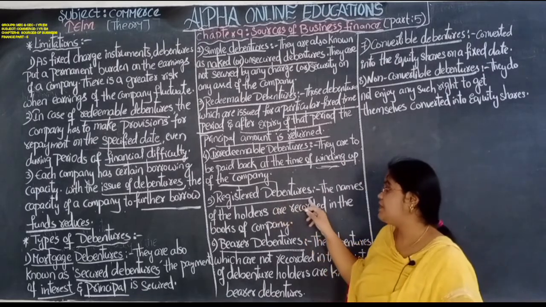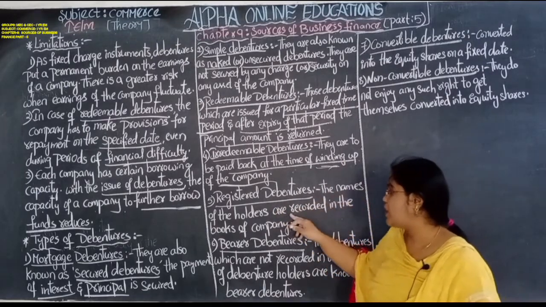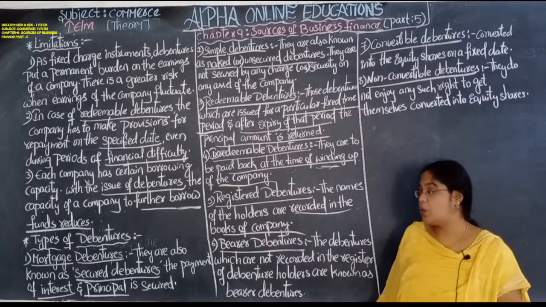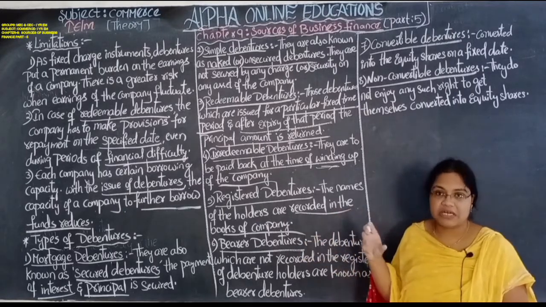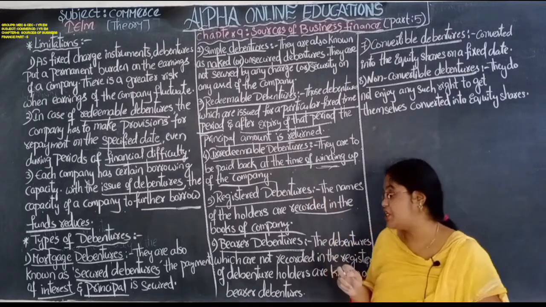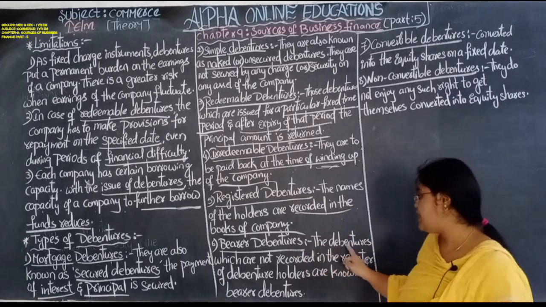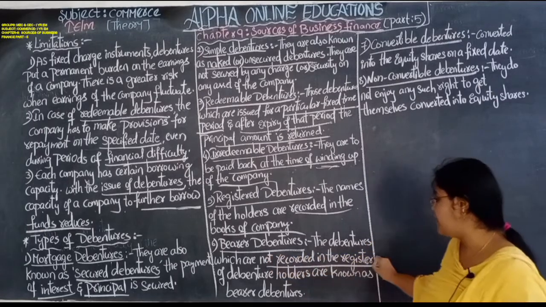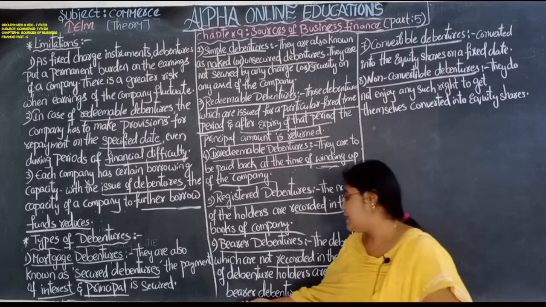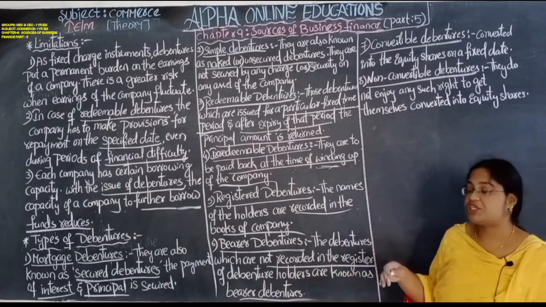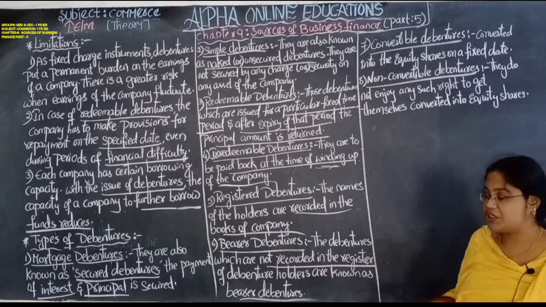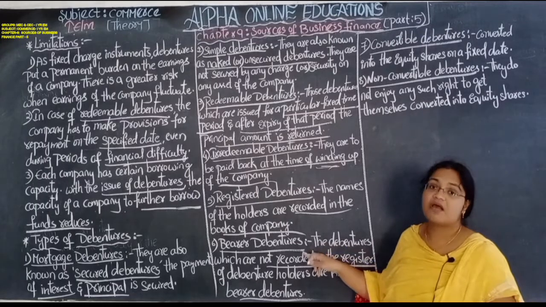Next, registered debentures. The names of the holders are recorded in the books of the company. Those types of debentures are known as registered debentures. Bearer debentures are those debentures which are not recorded in the register book. Those recorded in the registration book are registered debentures, and those not recorded in the register are bearer debentures.